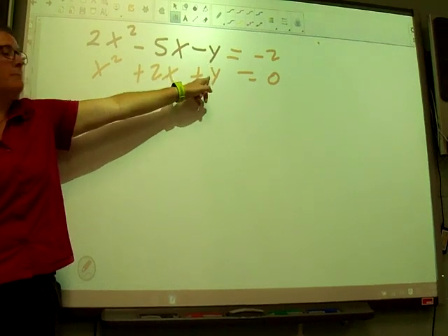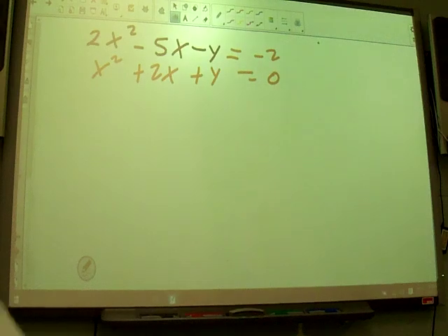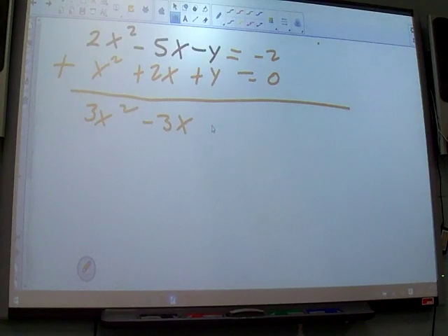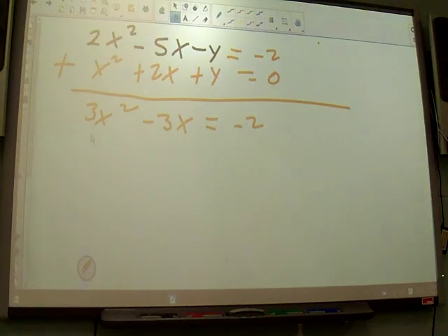I got a negative one and a positive one. So I can just add these and get those things out of there. Okay? So make yourself a note about two parabolas. It's easiest with elimination. 2x squared plus 1x squared is 3x squared. Negative 5x plus 2x is negative 3x. Here was our coolness, negative y plus y. That's nothing, he's gone. And over here, negative 2 plus 0 is negative 2. And then add the 2 and solve. Very good. Get that thing in standard form by adding that 2.